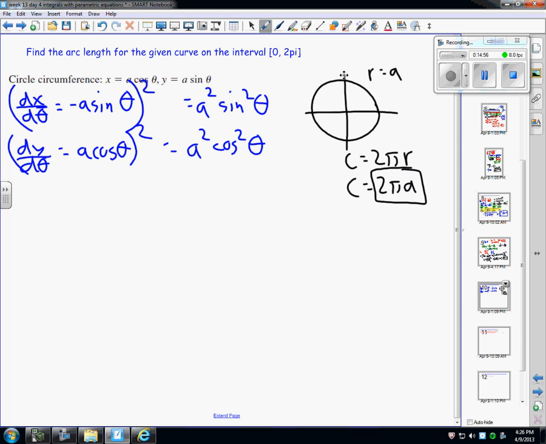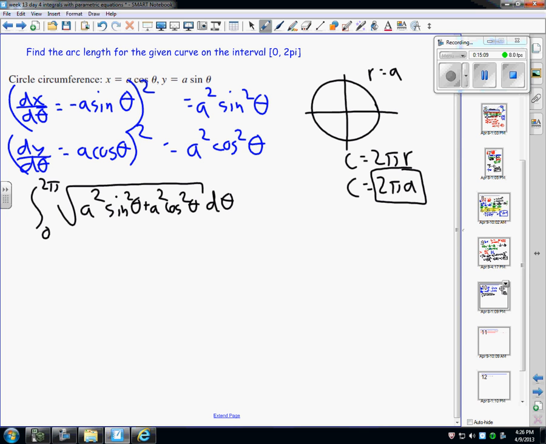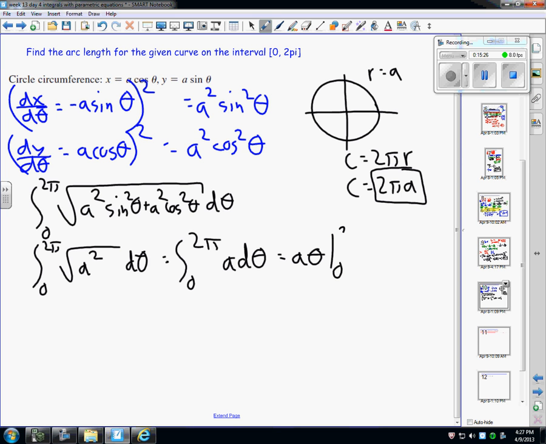I want to integrate it from 0 to 2 pi, the integral of a squared sine squared theta plus a squared cosine squared theta d theta. This is 0 to 2 pi. Well, all of that gets me the square root of a squared d theta, which is the integral from 0 to 2 pi of a d theta, which is a theta from 0 to 2 pi, which equals 2 pi a, like we said.